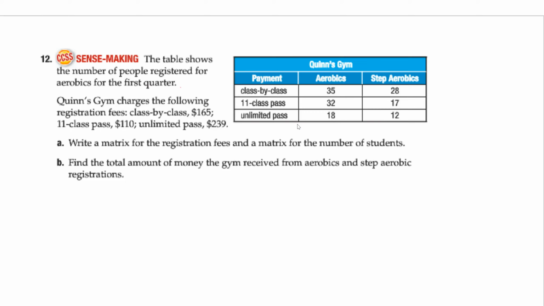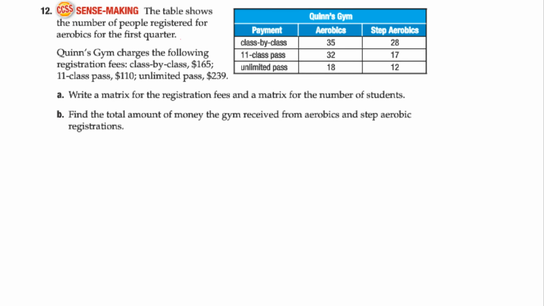Last problem. Application problem, as always. So let's look at this one. The table shows the number of people registered for aerobics for the first quarter. So here's Quinn's gym. You can see in aerobics there's 35 people. They either go class by class, or they have an 11 class pass, or they buy unlimited classes. So it's just how they buy their tickets. Aerobics and step aerobics. The gym charges the following registration fees. Class by class is $165, 11 class pass is $110, unlimited is $239.